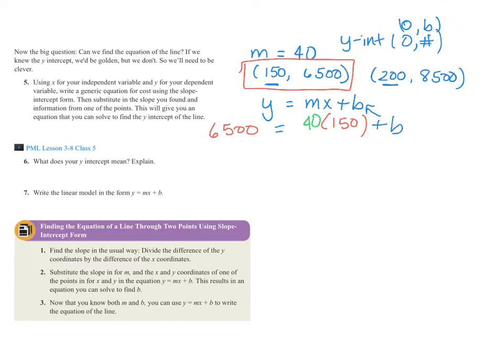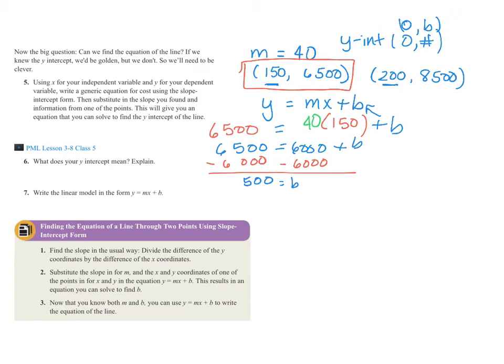Okay, so let's now go ahead and figure out what that 40 times 150 is. And it appears that that is 6,000. And let's solve for that b. So I'm going to subtract 6,000 from both sides. And I get b equals 500.